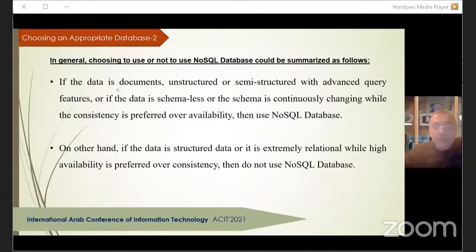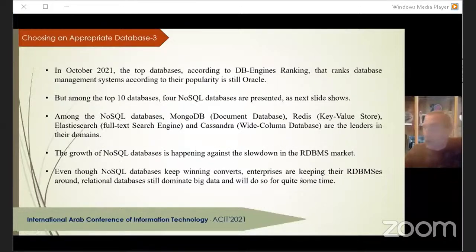In general, if the data is document, unstructured or semi-structured with advanced query features, or if the data is schemaless or the schema is continuously changing, while consistency is preferred over availability, then use a NoSQL database. On the other hand, if the data is structured or extremely relational, while high availability is preferred over consistency, then do not use a NoSQL database.